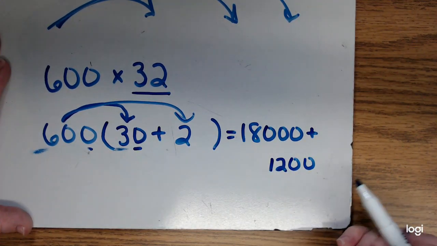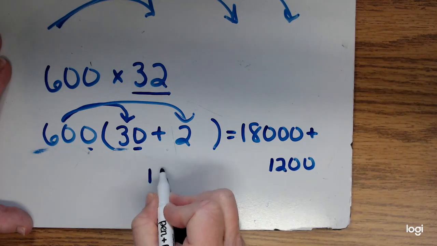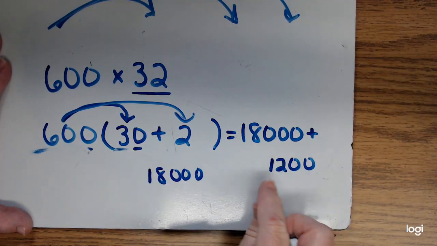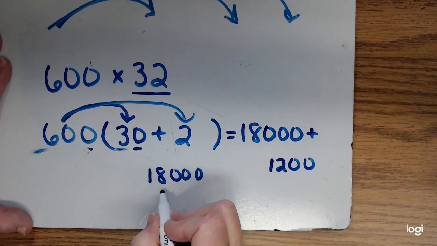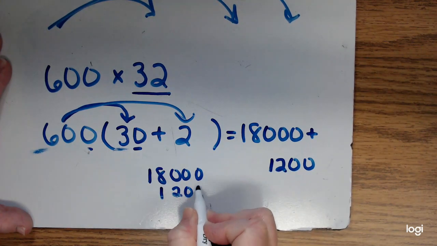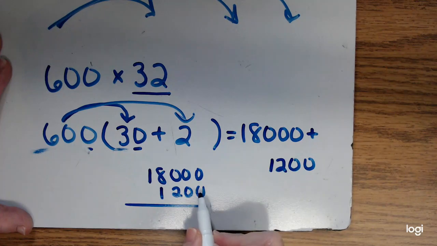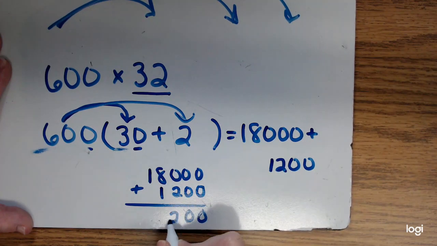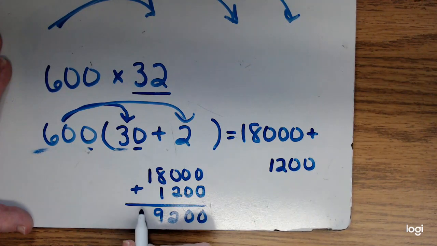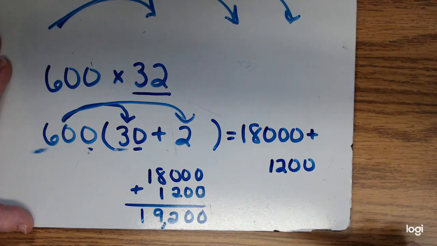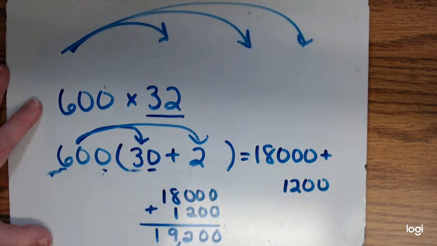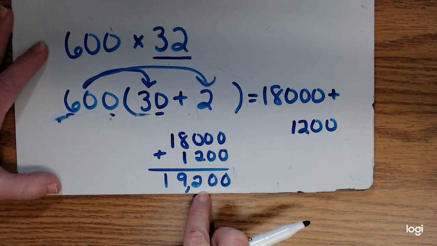Well, this is pretty simple because there's lots of zeros here. So I have 18,000 plus, and I have to make sure I line it up correctly, 1,200. So you can see I lined everything up, starting from my ones, back this way. So I have here 0, 0, 2, 9, 1. So my answer is 19,200. 600 times 32 is 19,200.